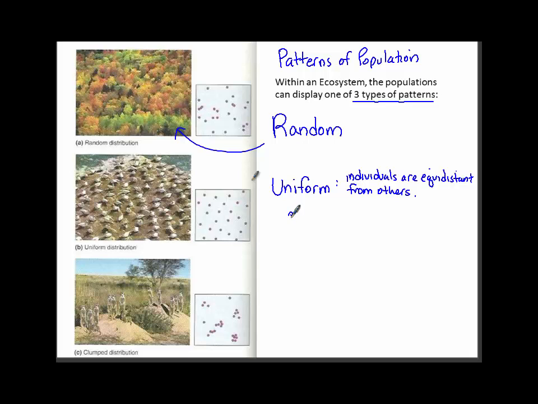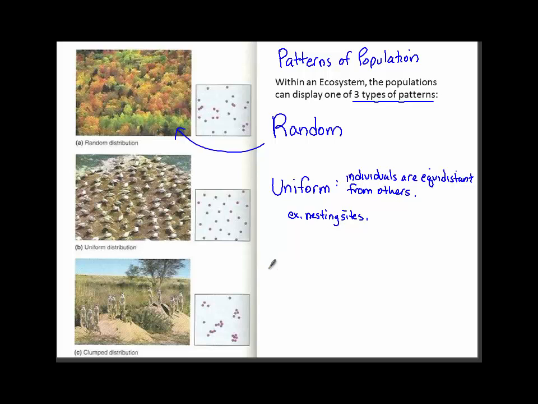An example might be nesting sites. Another example might be if there's a plant that produces a certain toxin and plants won't grow a certain spacing away from that plant. So that would keep things equidistant apart. So that's uniform pattern in population.